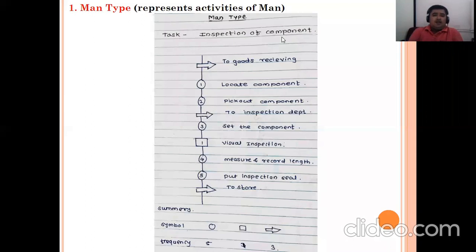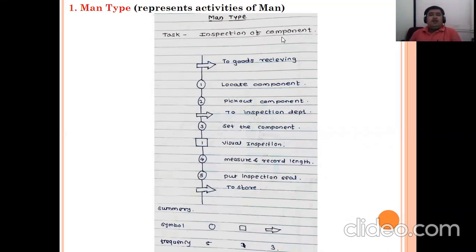So once the components are placed, it is located, then you are going to pick up one component. One component you have taken. After that, you take it to the inspection department. You are standing at the inspection table, but let's say the department is a little bit at the back. So you have taken the one component and you are going to the department.